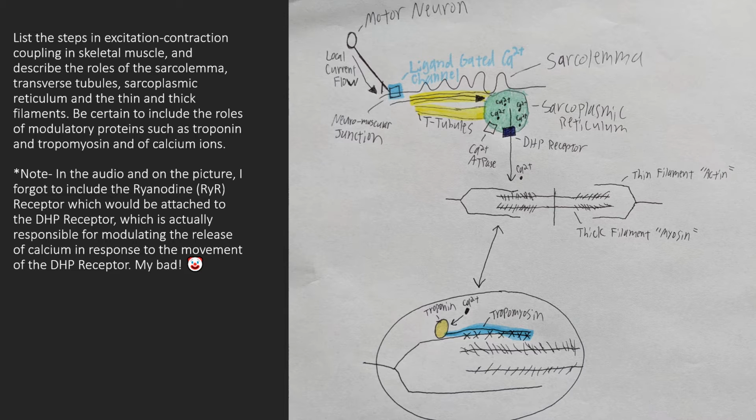The motor end plate is riddled with ligand-gated ion channels that are responsive to acetylcholine. And when they are bound to this neurotransmitter, the channel opens up and causes an influx of cations, which causes another local current flow into the sarcolemma. This local current flow is carried throughout the tissue by the transverse tubules, also called the T-tubules. These are just tunnels that help carry the electrochemical charges to the sarcoplasmic reticulum.